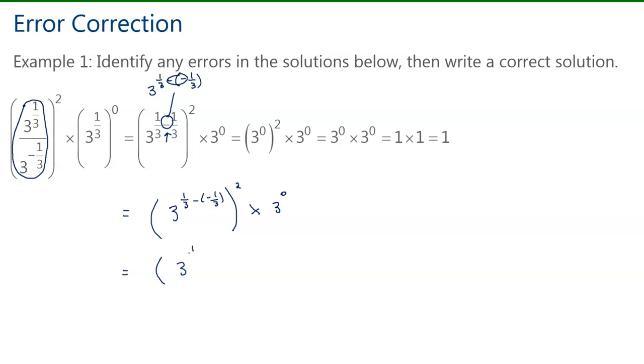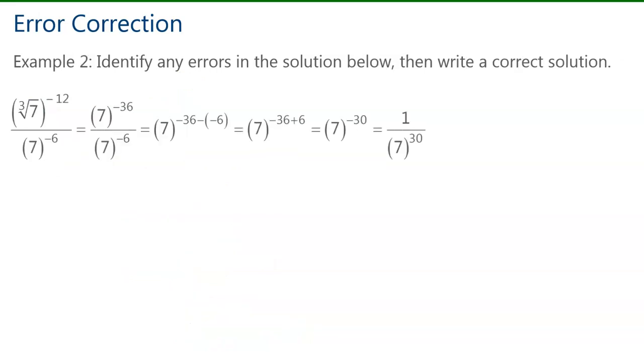This is 3 to the 1/3 plus 1/3 all squared times 3 to the 0. So this will be 3 to the 2/3 all squared times 3 to the 0. We know that 3 to the 0 will be 1. We're going to multiply the 2/3 by 2, and we will have 3 to the 4/3 times 3 to the 0, which is 1. Our final answer is 3 to the 4/3.